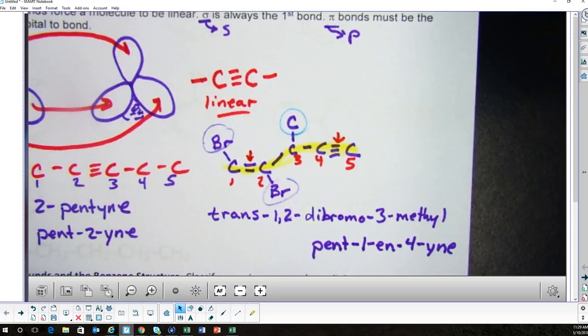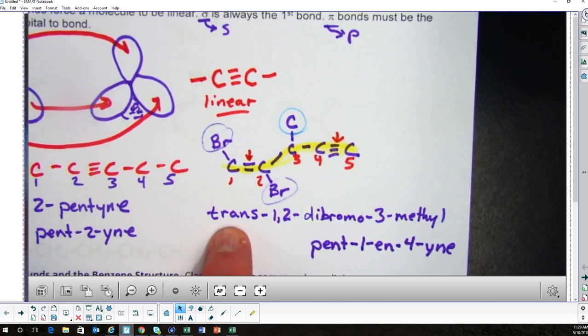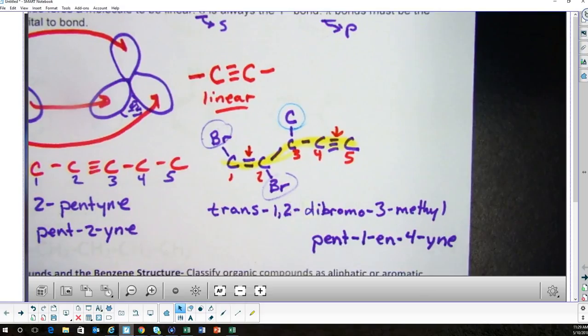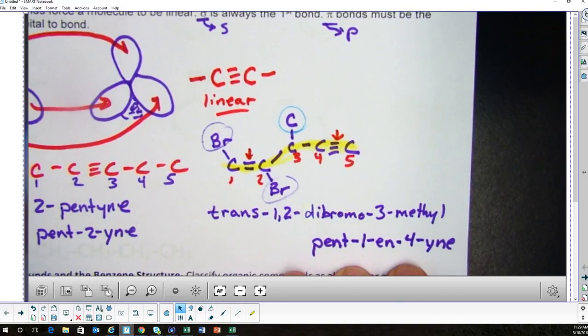Yes? So when we name the first part, we're naming the stuff that comes off. And the bottom part, we're specifying that it's a pentane, then with a 1, or the double bond after the 1, then the triple bond after the 4. Right. Okay, that makes sense. Any other questions?